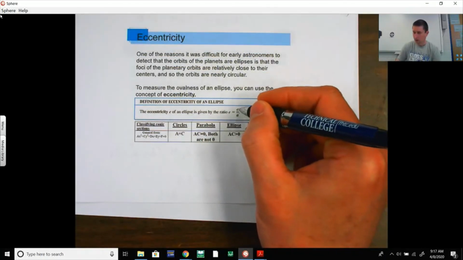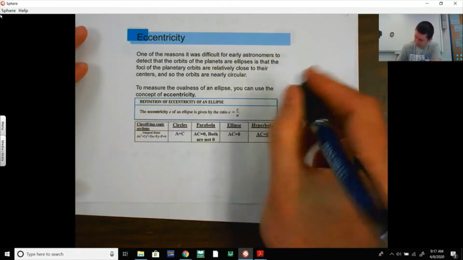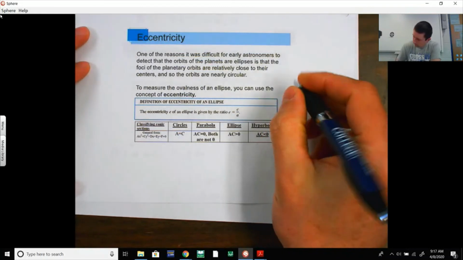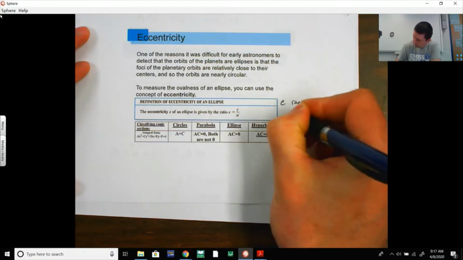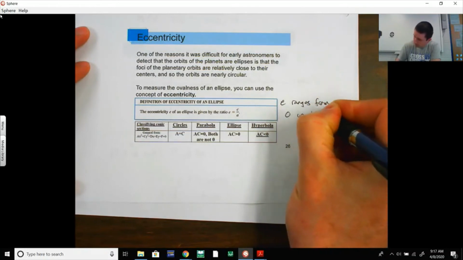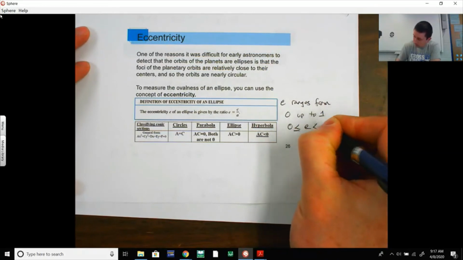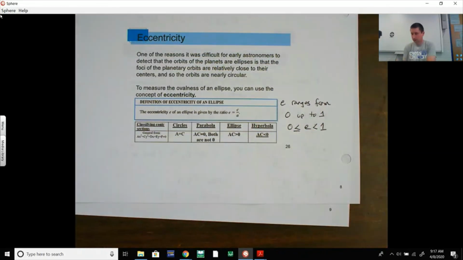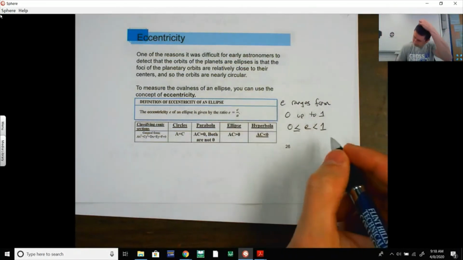So again, if your foci overlap, your C would be 0. E ranges from 0 up to 1. So 0 is less than or equal to E, which is less than 1. It can't be 1. That means C and A are equal, that means your foci are on the vertices, and then you don't have an ellipse. So it can't be 1, but E is going to go from 0 to 1.